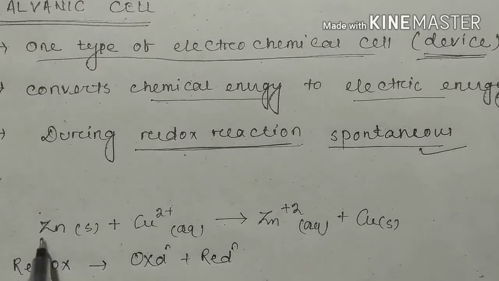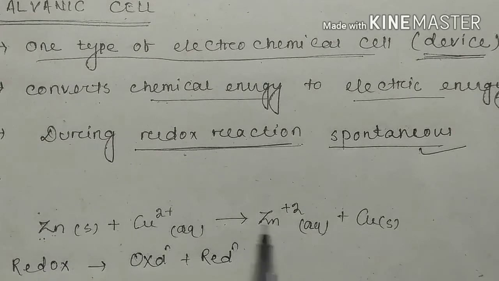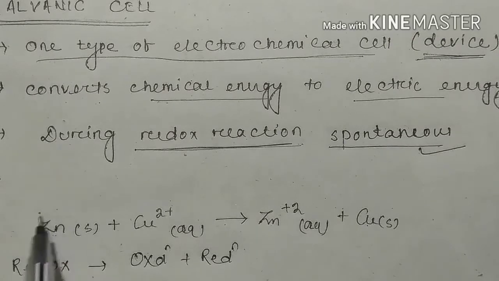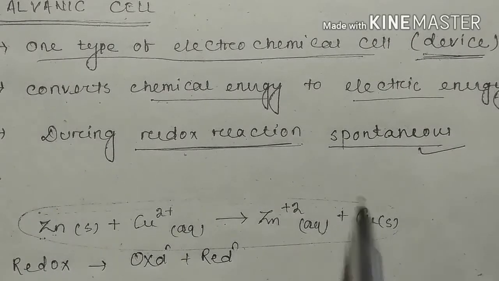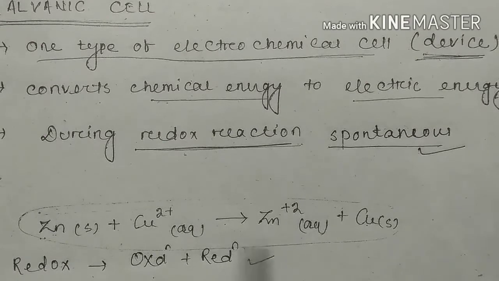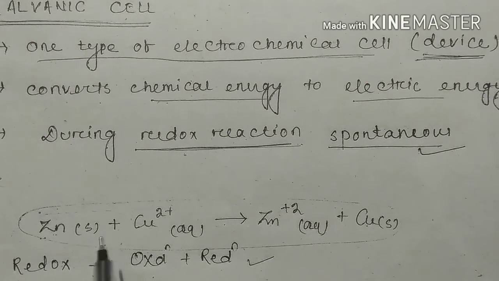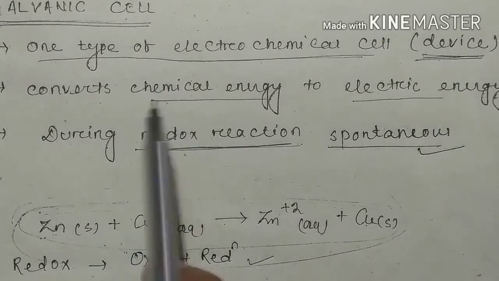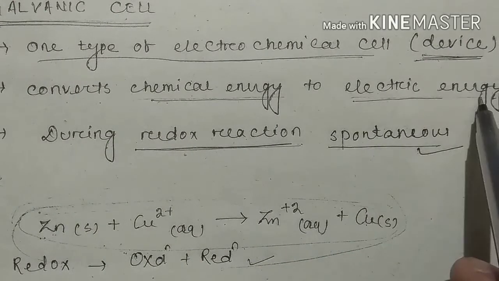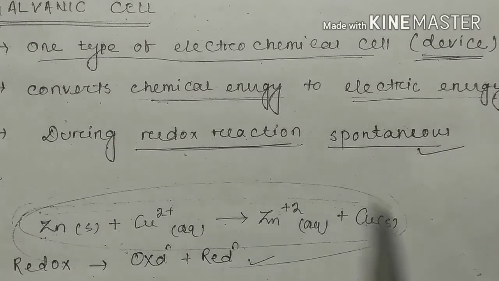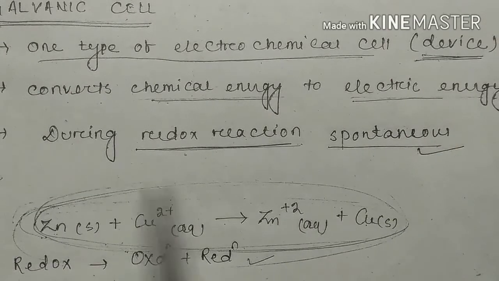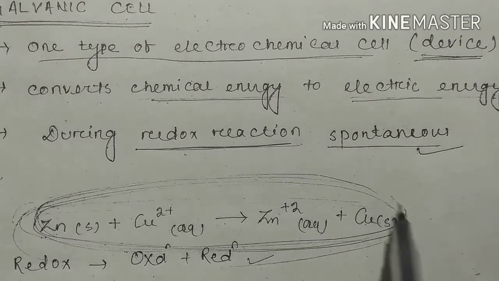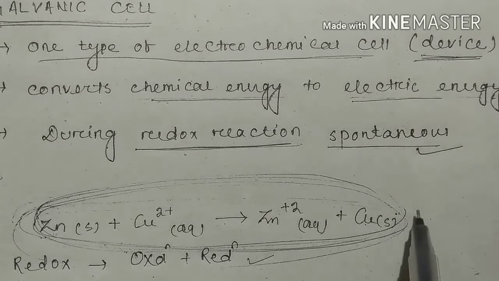For example, Zn or zinc reacts with Cu2+, giving rise to Zn2+ and Cu. In this reaction, both oxidation and reduction take place, so it is a redox reaction. There is a setup or device in which we can use this redox reaction to perform this conversion of chemical energy to electric energy. The setup where this reaction will work is an example of a galvanic cell, and it is given in the next slide.